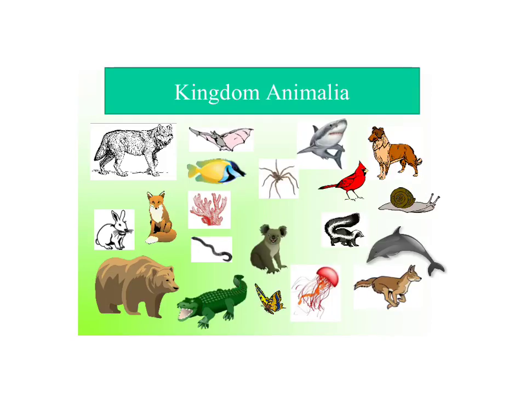So if we look at, for instance, the kingdom we call Animalia, all animals, it would include things like jellyfish and insects, bears, bats, sharks, spiders. All of these organisms are all part of the kingdom of animals.